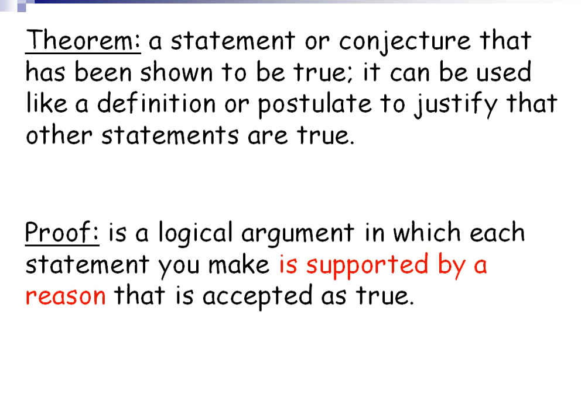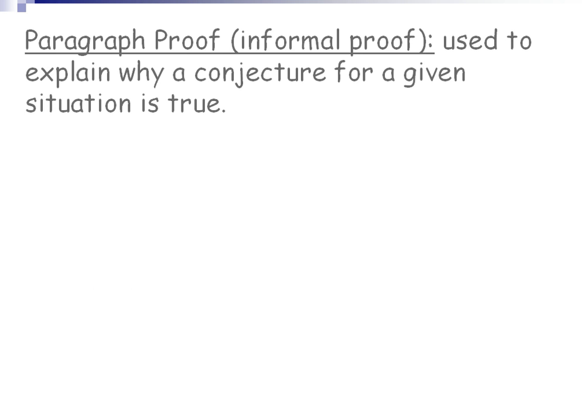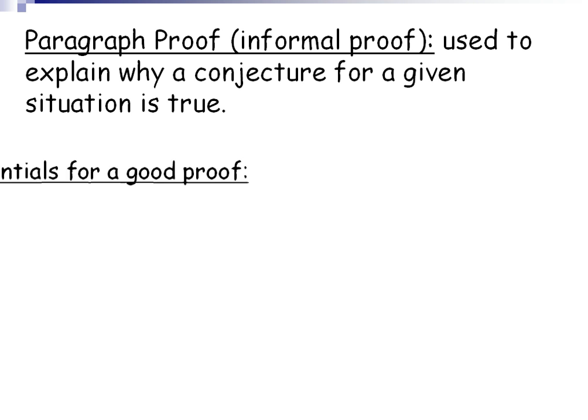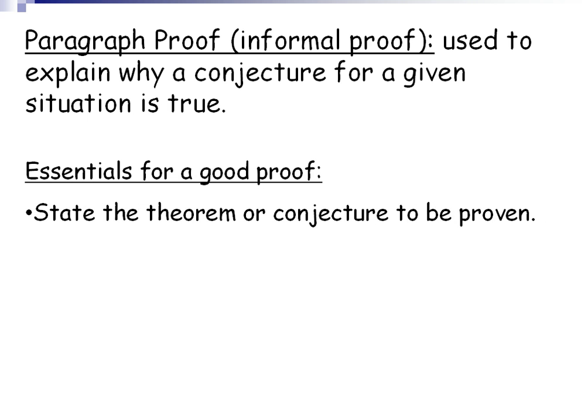A proof is a logical argument in which each statement you make is supported by a reason that is accepted as true. Paragraph proof, also known as an informal proof. That's used to explain why a conjecture for a given situation is true. These are good ideas for any type of proof.